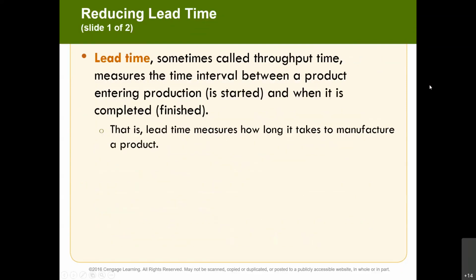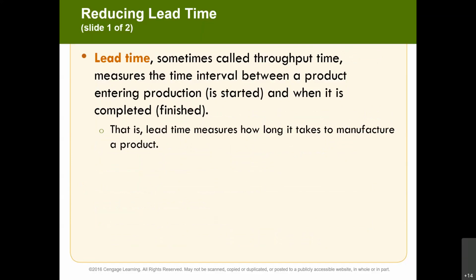Now let's talk about this concept called lead time. We did talk about this briefly in previous chapters. I do want to touch on it again because I think it's very important. Lead time is oftentimes called throughput time. This measures the time interval between a product entering production and when it's completed.